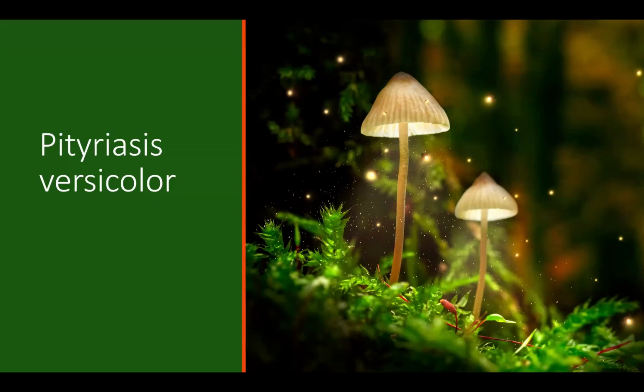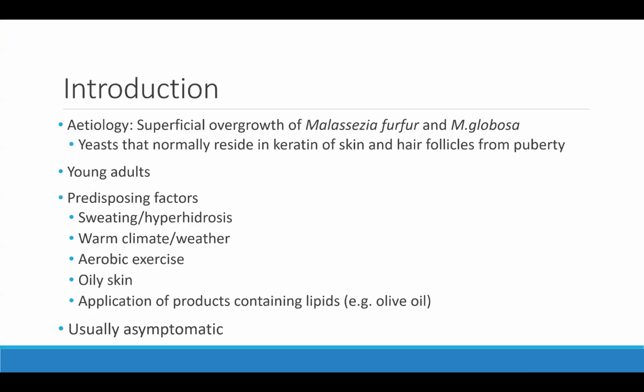The second condition we will discuss is pityriasis versicolor. This is due to superficial overgrowth of a fungus called Malassezia furfur and M. globosa, and these are yeasts that normally reside in the keratin of skin and hair follicles from puberty. It commonly affects young adults. Predisposing factors are sweating or hyperhidrosis, warm climate or weather, aerobic exercise, oily skin, and application of products containing lipids such as olive oil. It is usually asymptomatic.